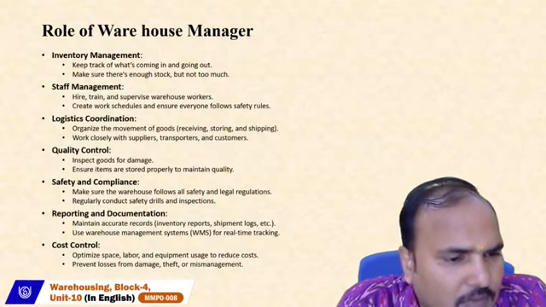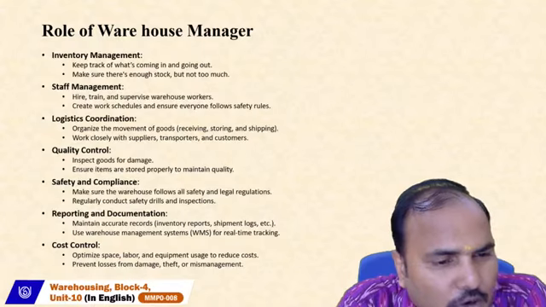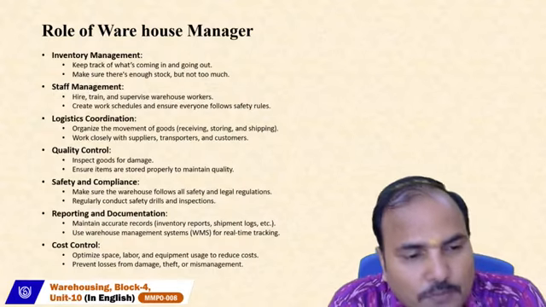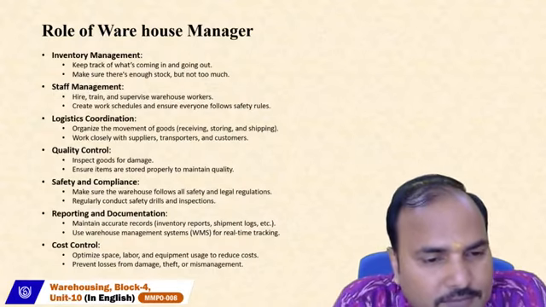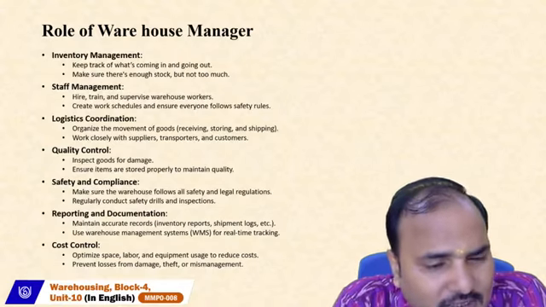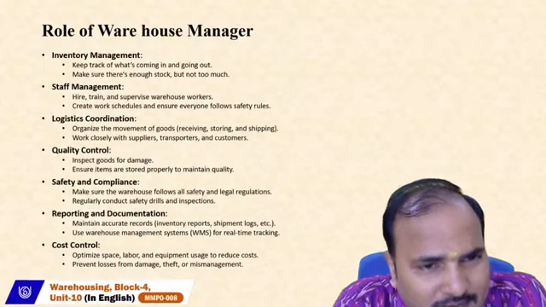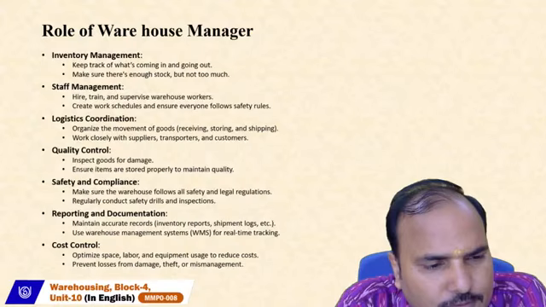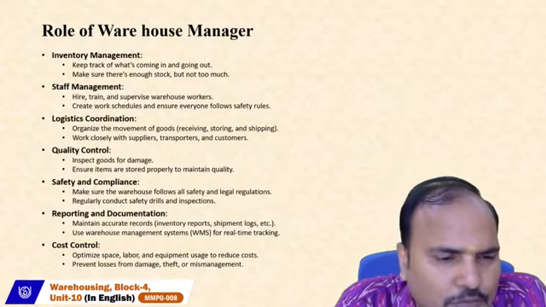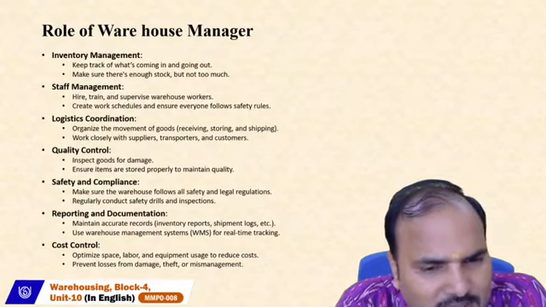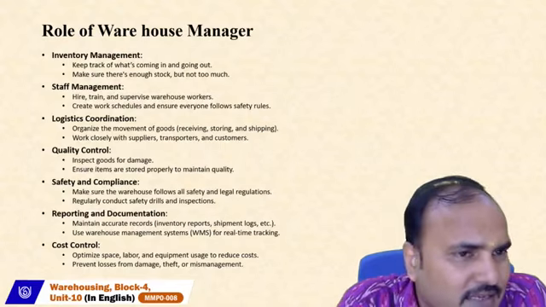And another is reporting and documentation. Maintain accurate records. The warehouse manager must ensure to maintain accurate records, inventory reports, shipment logs, etc. Unless you maintain the records, it is very difficult. It is not possible to manage the warehouse. So in that, use of a warehouse management system, or we can say WMS, the real-time tracking is required.